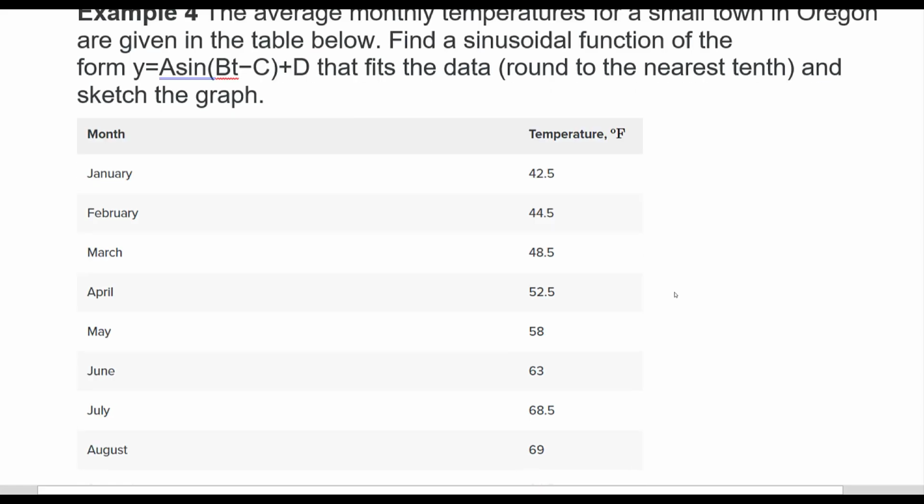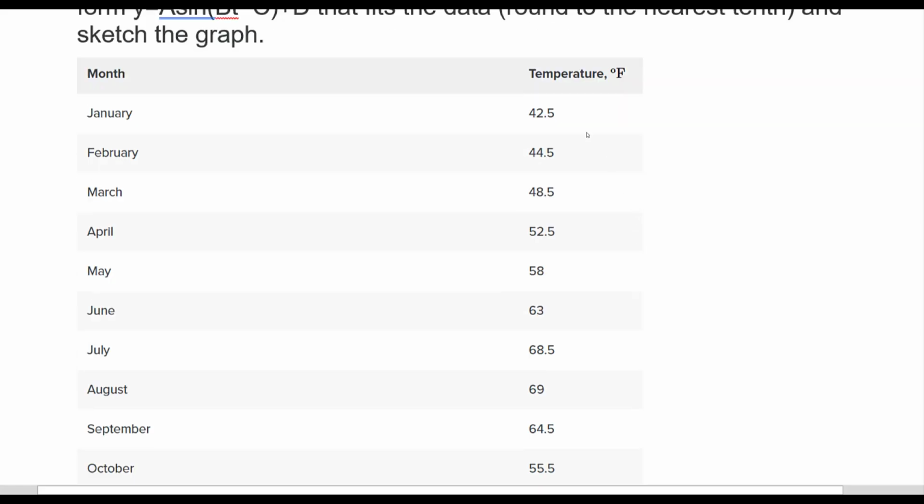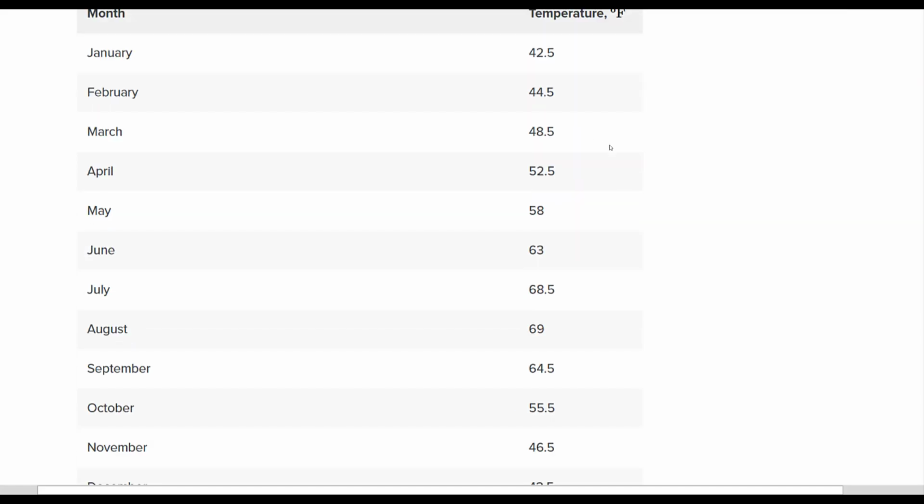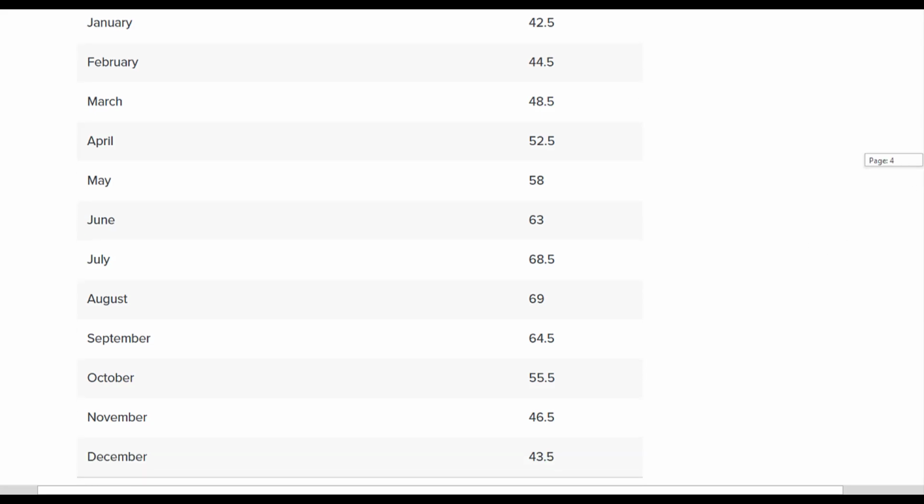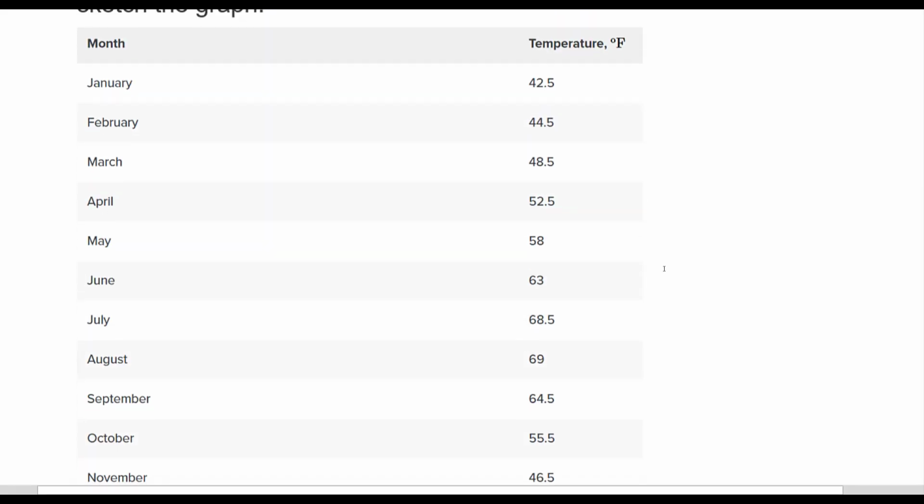So let's look at what we have here. I can't really fit it all on one screen, so I've got to scroll it. There, I got it all on one screen. If we look at the low temperature and the high temperature, 69, that helps us get our amplitude. So the amplitude is going to be 42.5.